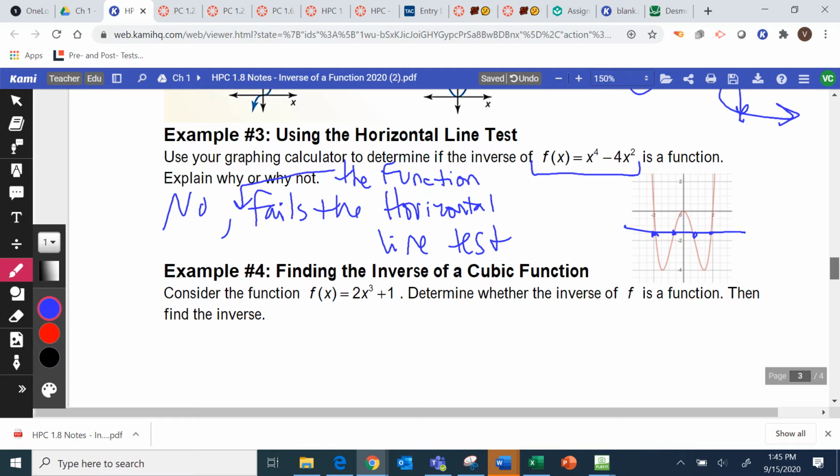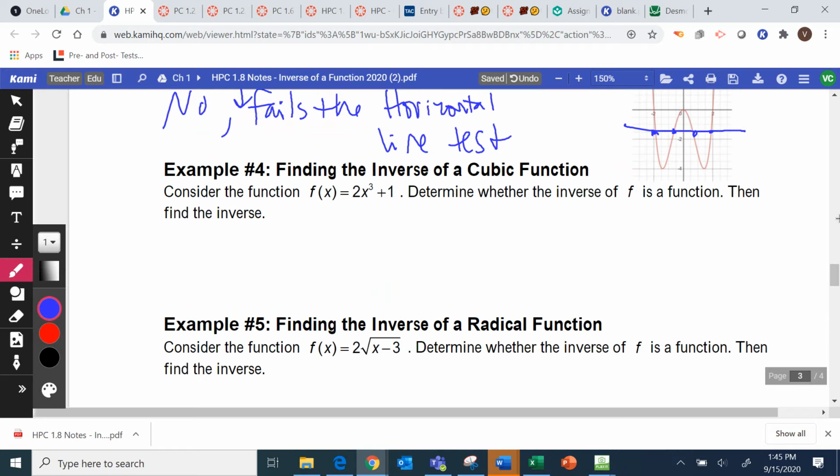Okay, next, finding the inverse of a cubic function. We also need to determine whether it is a function. We're going to do it without graphing, and we're going to find the inverse. So let's find it algebraically. First thing you need to do is switch x and y. So if my original equation is y equals 2x cubed plus 1, I switch x and y: x equals 2y cubed plus 1. And I have my inverse. But solve it for y.